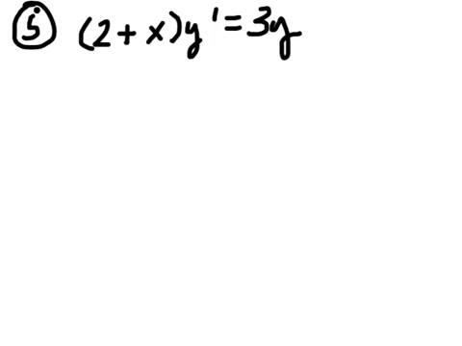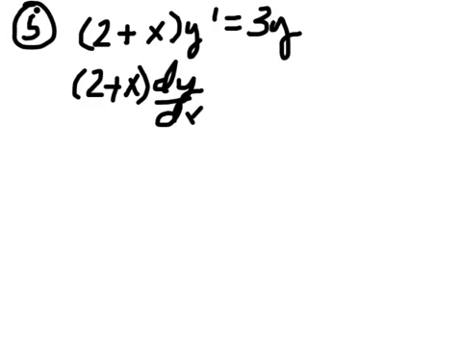So number 5 is another one of the separation of variables. And I think y'all probably don't have too much trouble with these, if I'm guessing, but let's run through one anyway. The first thing I'll do is rewrite that y prime as dy dx.